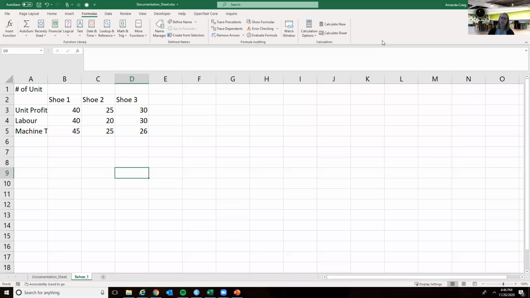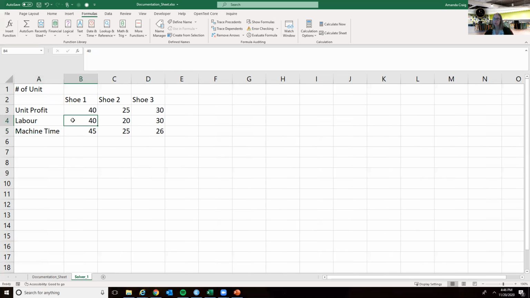We're going to be walking through exercise 30-8 from the textbook, which is a basic Solver example. What we have in the textbook is 3 different shoe types, along with their unit profitability, the amount of labor to make each shoe, and the machine time in order to manufacture each shoe.